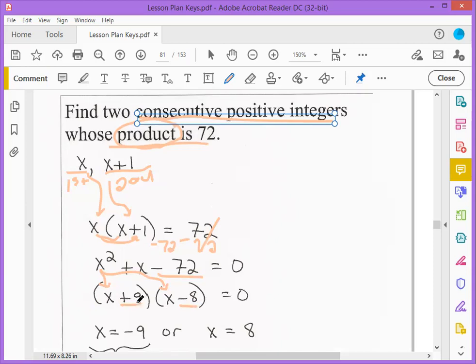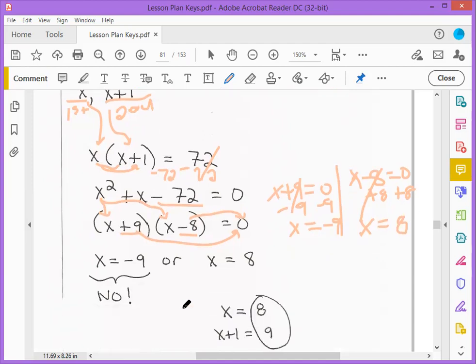Now we're going to set both of these factors equal to 0. So we got x plus 9 equals 0, or x minus 8 equals 0. And then we're going to solve both of these equations to get our two possible solutions. With the equation on the left side, we subtract 9 from both sides. So x equals negative 9. Or we're going to add 8 to both sides of the equation on the right. X equals 8.